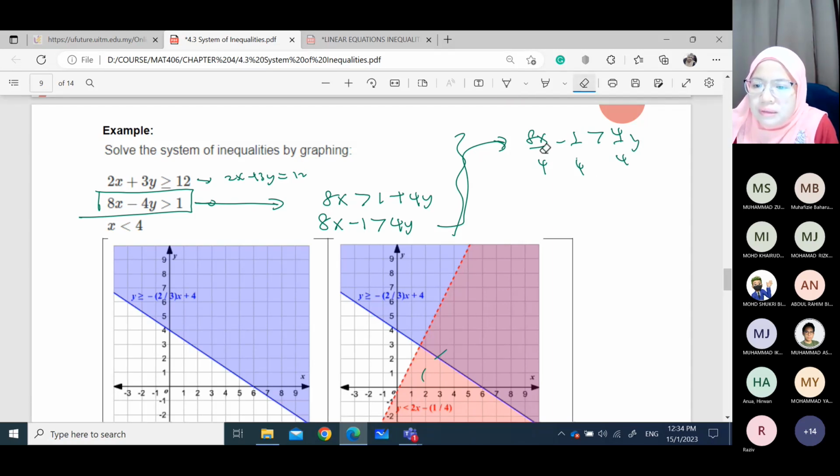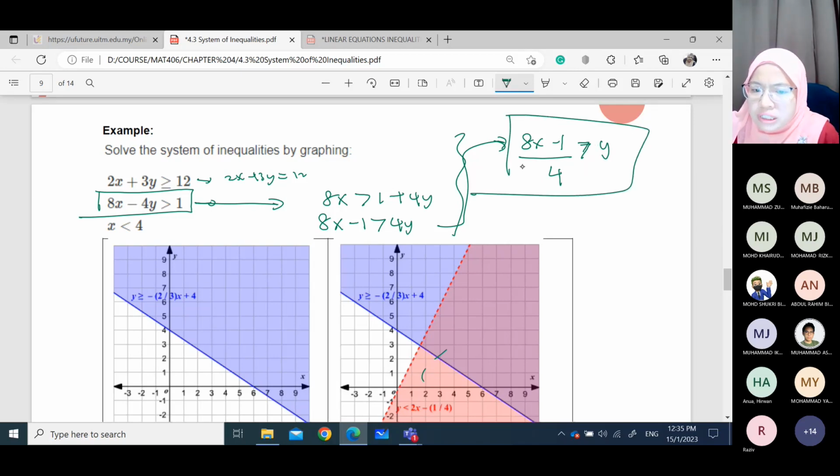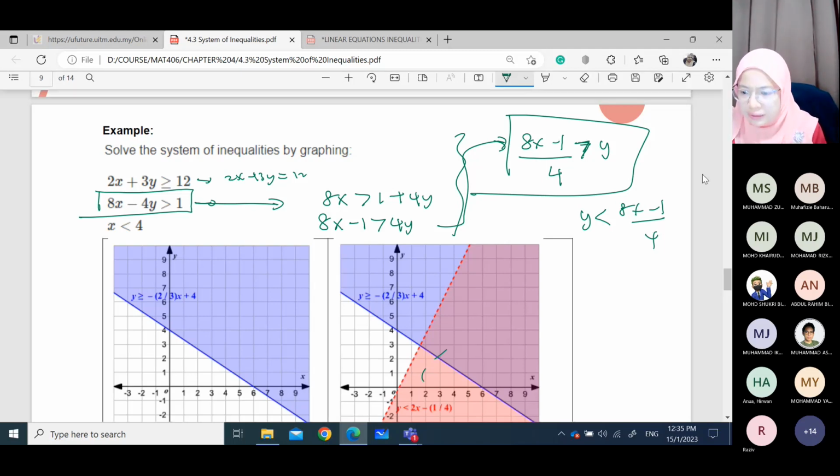Okay, ataupun biasa kita mudah pindah-pindah tu. So ni kan darab. So bila pindah ke sebelah dia akan jadi bahagi. So we have 8x minus 1 divided by 4 greater than y. Okay, so cukup sampai sini pun you dah boleh shade region dia. So maksudnya y always less than 8x minus 1 over 4. Yang ni kita guna untuk tahu kat mana region yang kita nak shade.